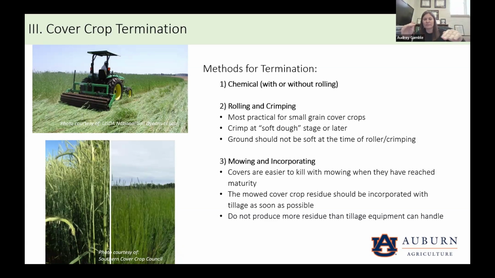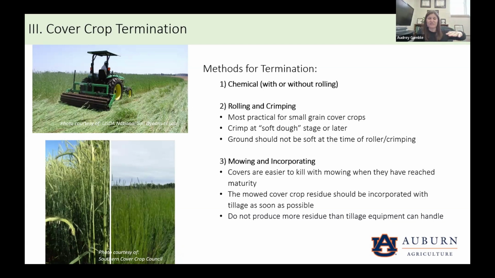If you are using a roller crimper without chemicals to terminate, then we want to terminate around the soft dough stage. So if we have a small grain like rye or oat, if you look in the seed head and pull out grain, the grain should really feel like a dough. It shouldn't be milky. It should be kind of doughy. And that's a good timing in order to maximize the termination of the cover crop. This method does not work as well for legume cover crops like crimson clover and hairy vetch. You can think about those, they vine, they have thin stems that kind of mat on top of each other.